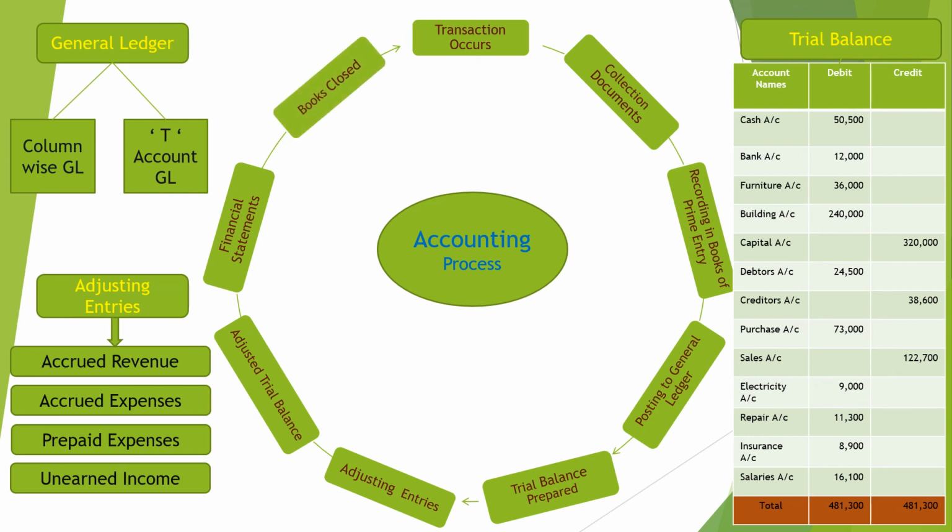Then come books closed. The books are closed for the current period. All revenue and expense accounts are reversed by getting profit or loss. All balance sheet items are carried forward as opening balances for next year.